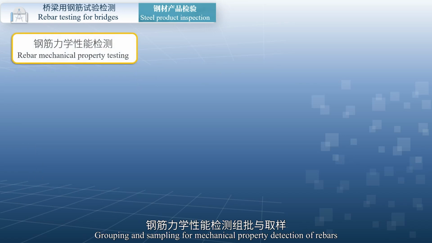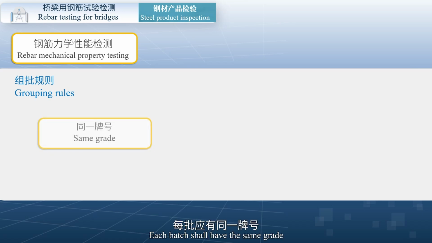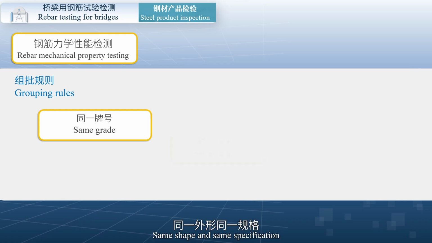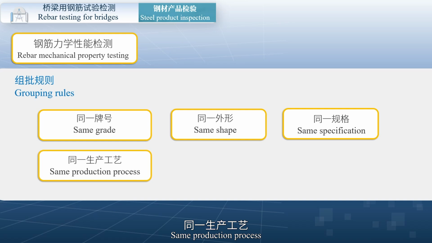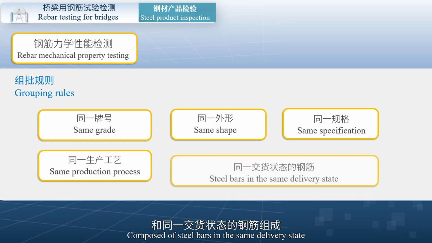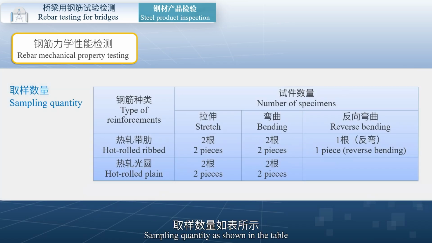Grouping and sampling for mechanical property detection of rebars. Grouping rules: inspection and acceptance are by batch. Each batch shall have the same grade, same shape, same specification, and same production process, composed of steel bars in the same delivery state, with no more than 60 tons per batch. Sampling quantity is as shown in the table.